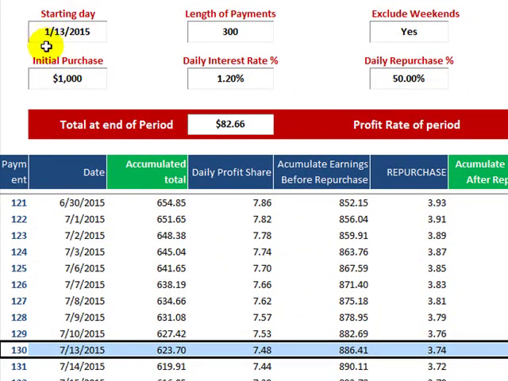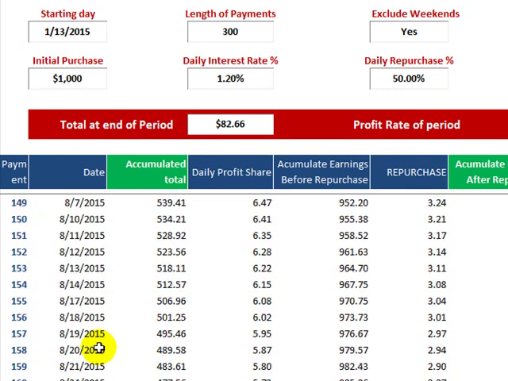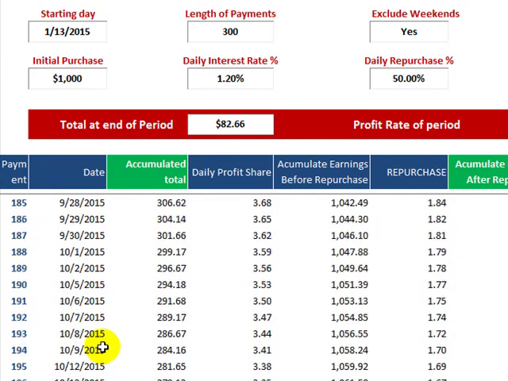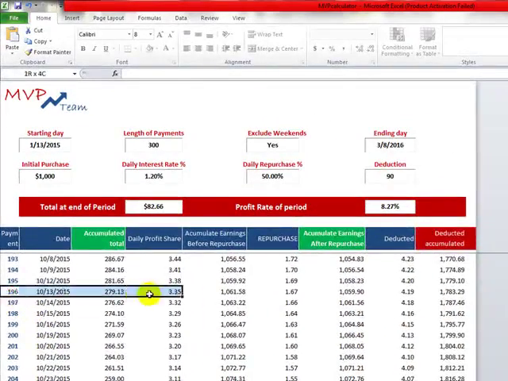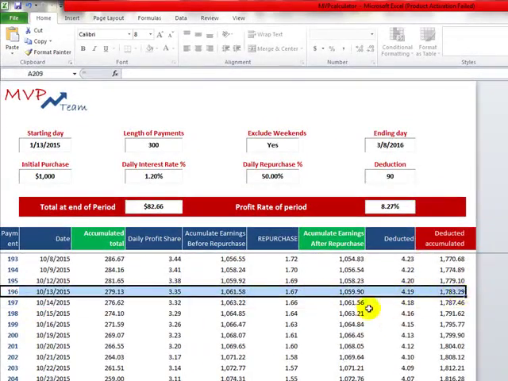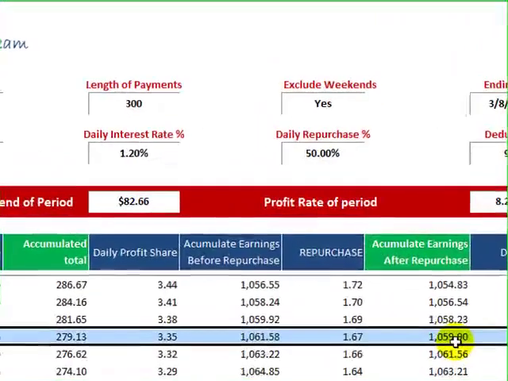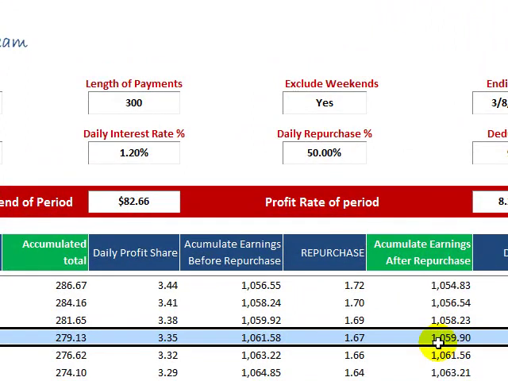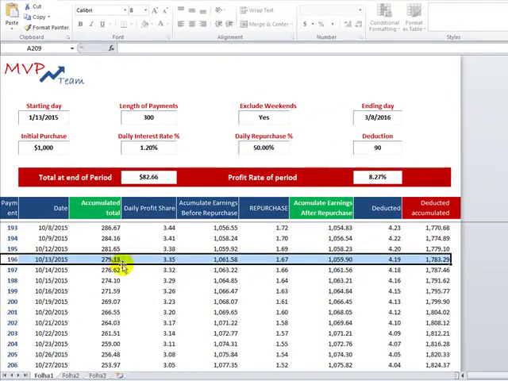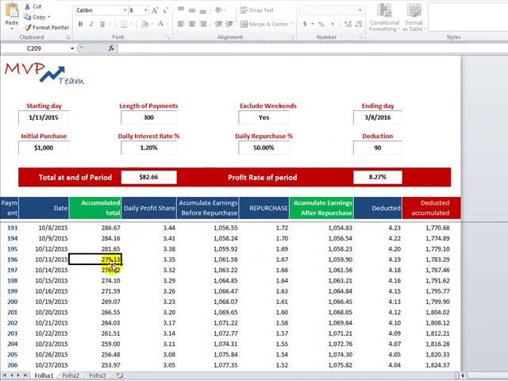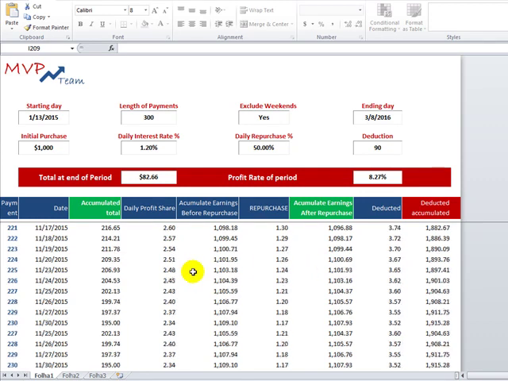Let's go down to 9 months. 9 months would be October 13. Scroll down. Let me highlight this row. On October 13, which is 9 months from now, you would have already received back $1,059. So you basically got your money back, and your account is now only at $279. Why? Again, because the profit share is only $335, but the deduction is $419. So it's more. So eventually, it's going to go down.